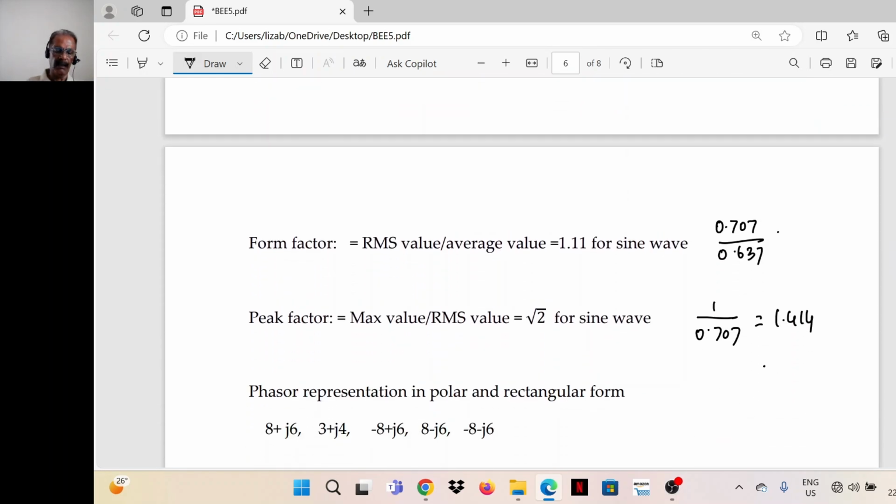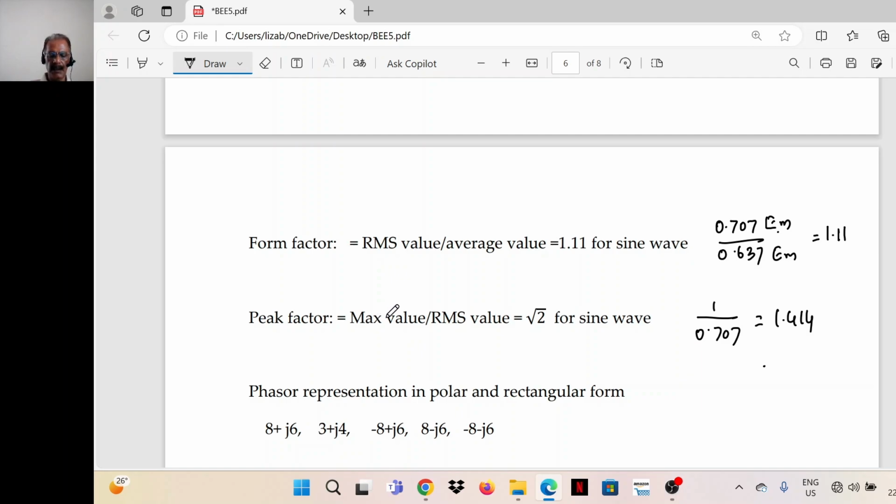Next is form factor. What is the form factor for a sine wave? It is the RMS value divided by the average value. The voltage RMS value is 0.707 Em and the average value is 0.637 Em. Dividing, we will get 1.11. So this is the form factor for a sine wave.